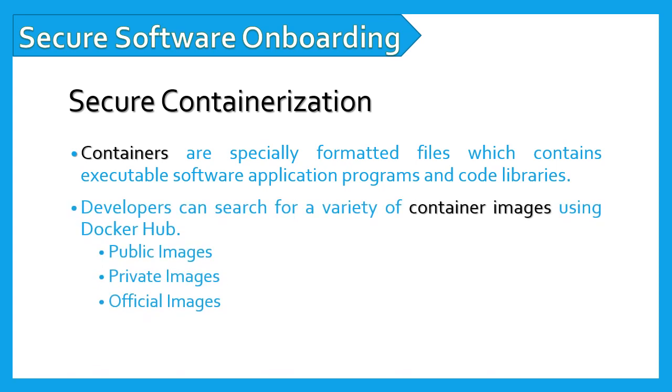Developers can search for a variety of container images using Docker Hub. While Docker Hub is a public repository, it contains public, private, and official images. Public images are shared amongst the broad community. Private images might be limited to a single organization or even a project within an organization. Official repositories are certified repositories from independent software vendors and Docker contributors such as Canonical, Oracle, Red Hat, and others.